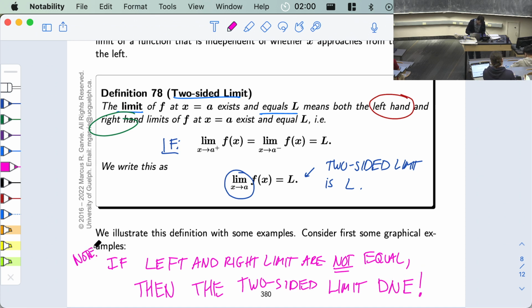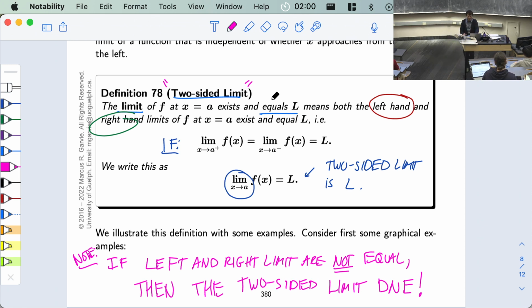So to say the limit exists means that the left and the right limits exist and are equal. So that means if the left and right are not equal, the limit does not exist. Okay. And I'll say one more thing. This is the two-sided limit. But if people just say the limit, they mean the two-sided limit. So if somebody says the limit does not exist, they mean the two-sided limit does not exist.